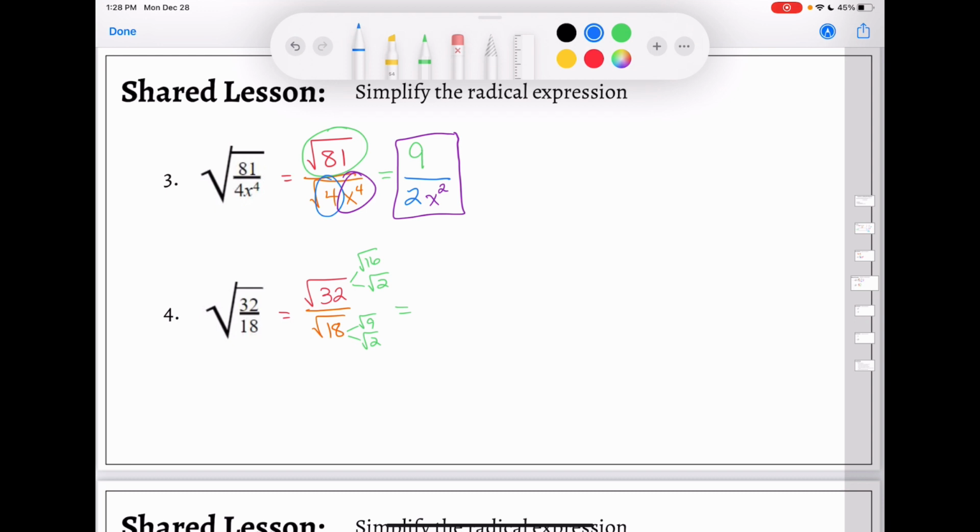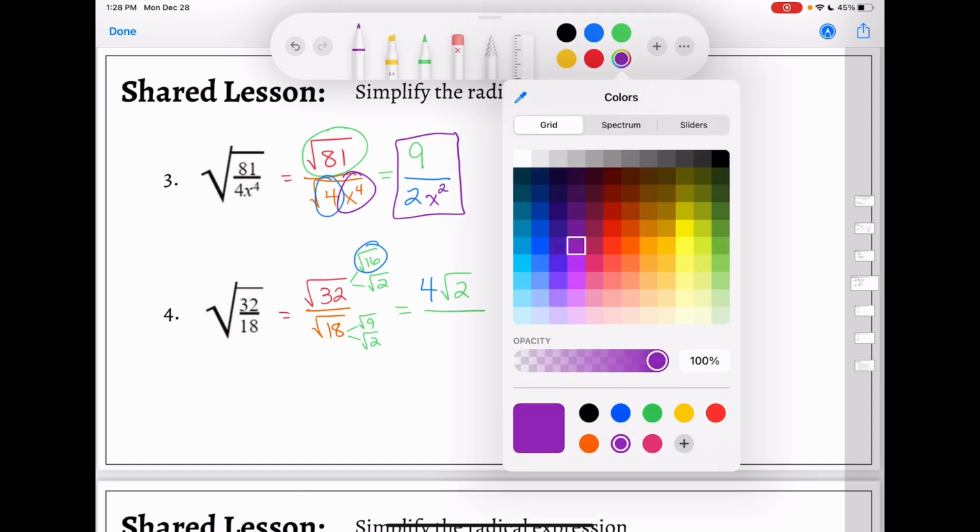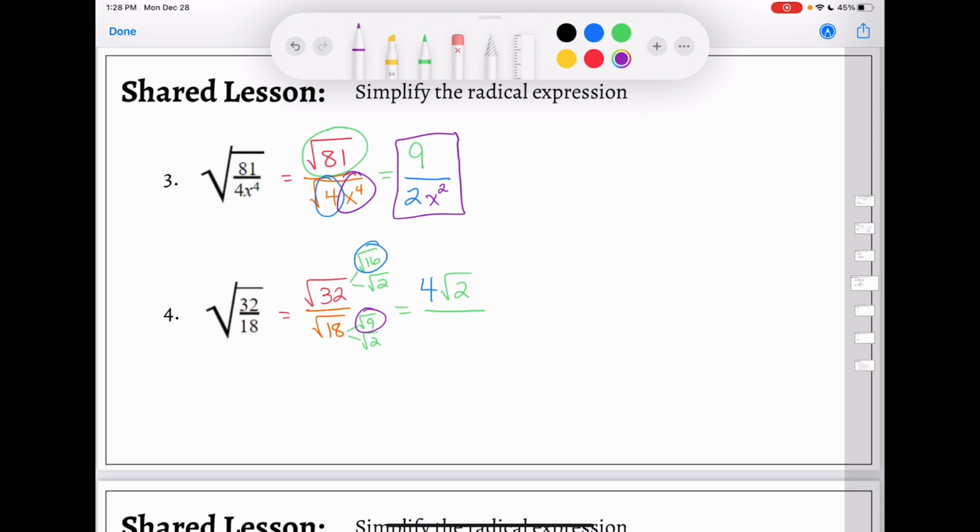On the top, the square root of 16 is a perfect square, so that would be 4. Radical 2 is not, so it's going to stay put. On the bottom, the square root of 9 is a perfect square, so that's going to be 3. Radical 2 is not, so that stays put. Now I have a square root of 2 on the top and on the bottom, and I know how to reduce fractions, the same thing on the top and the bottom will cancel out. So my final answer will just be 4 over 3.